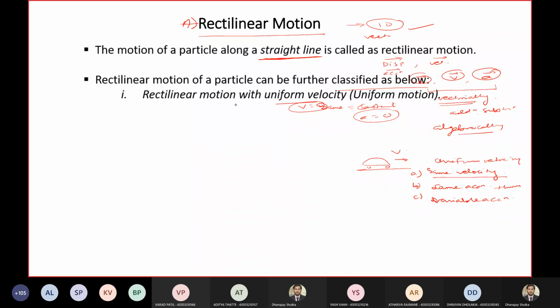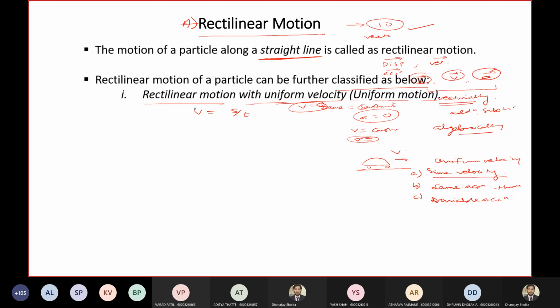Now, for rectilinear motion with uniform motion, we will have some equations of motion. Since we know that acceleration is zero and the body is moving with uniform velocity, uniform velocity means the velocity is the same throughout, so it is constant. And we know that velocity is the rate of change of displacement. So simply, if we have to calculate velocity here, velocity is S by t, that means displacement per unit time.